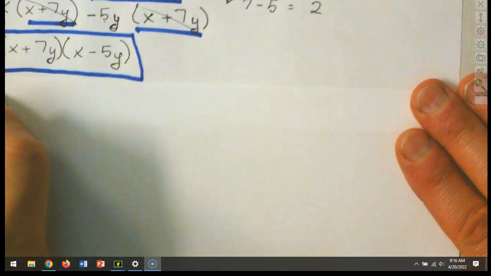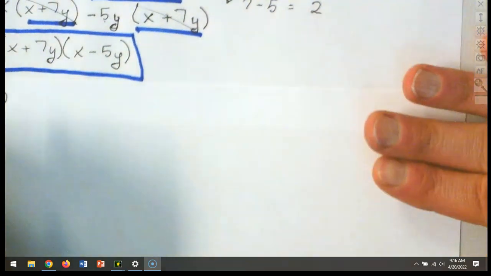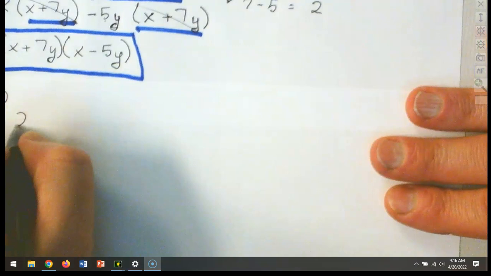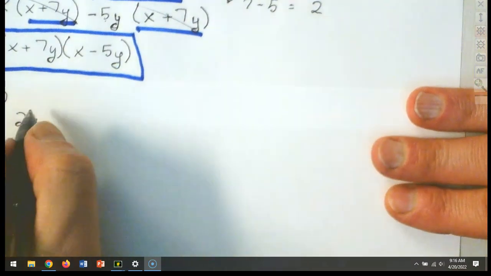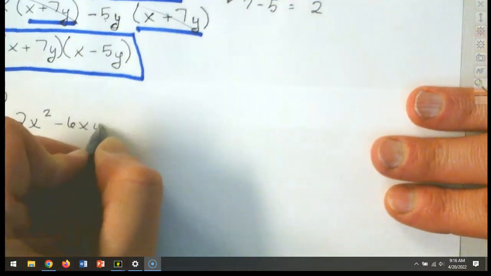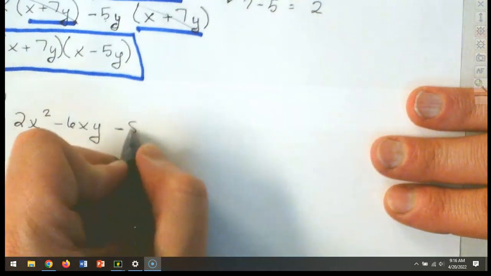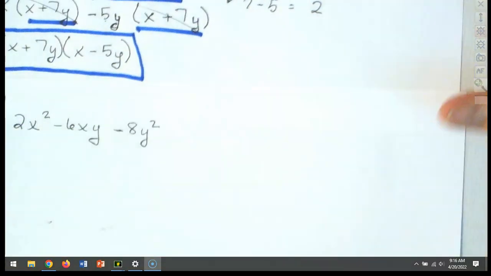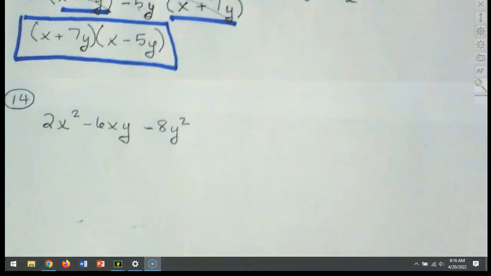And 14, we're going to have to factor something out again. So question 14 is 2x squared minus 6xy minus 8y squared. A lot of times, students forget to do the very, very first step. Before we do anything else, no matter what the problem is, it can have 2 terms, it can have 4 terms, 3 terms, 5 terms, it doesn't matter.